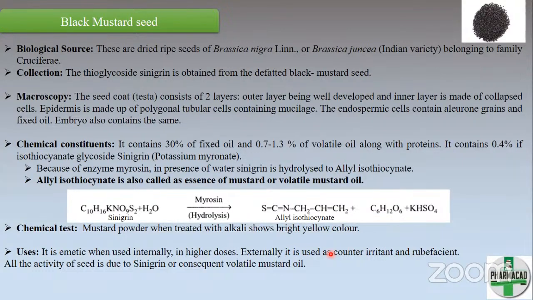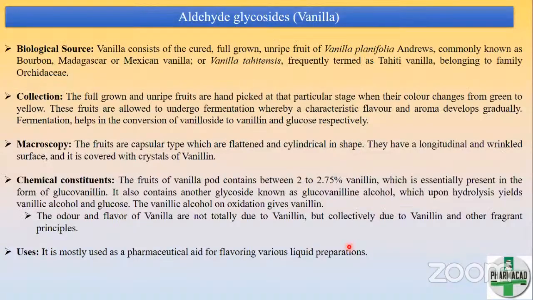If I have to talk about chemical test, when treated with alkali, it is going to show bright yellow color. It is used as an emetic, flavorant, counter irritant and rubefacient, and all the activity of the seed is due to sinigrin, consequently the volatile mustard oil.